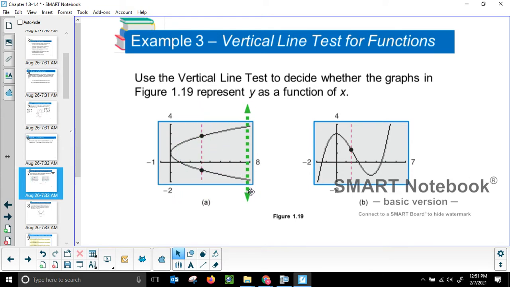All right, part B here, no matter where I move this line, it doesn't matter where, it is always only going to be touching that graph in one spot. Therefore, graph B there is a function.